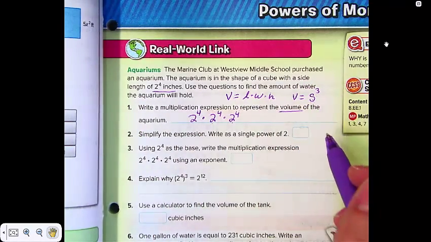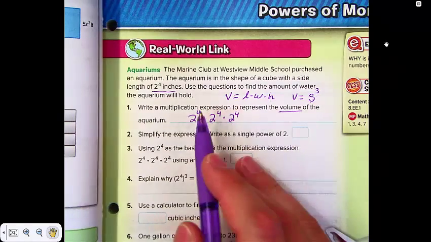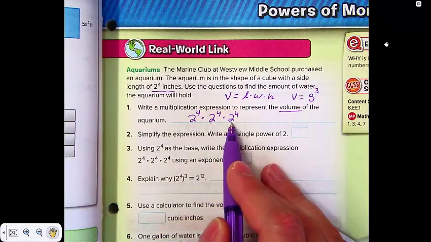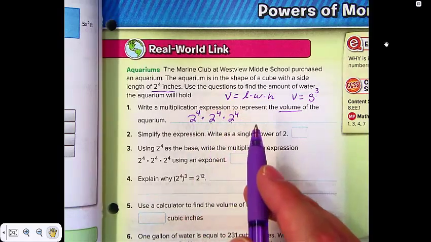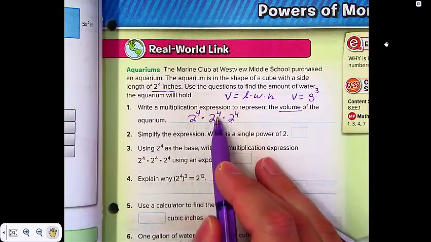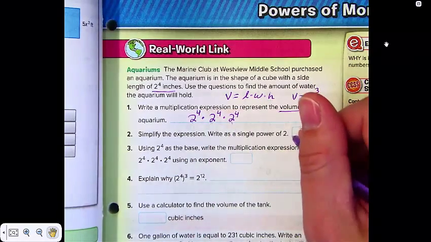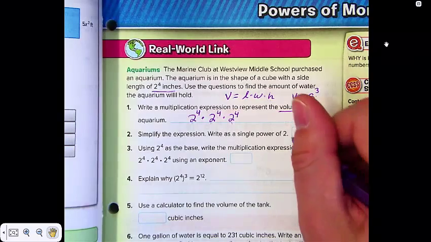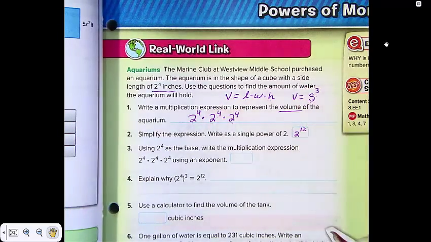Okay? It says simplify the expression, write it as a single power of 2. So here we have bases of 2, and the exponents are all 4. Basically we can put those together: 4 plus 4 is 8, plus 4 more is 12. So we know we have 2 to the power of 12 as a simplified expression. Okay?